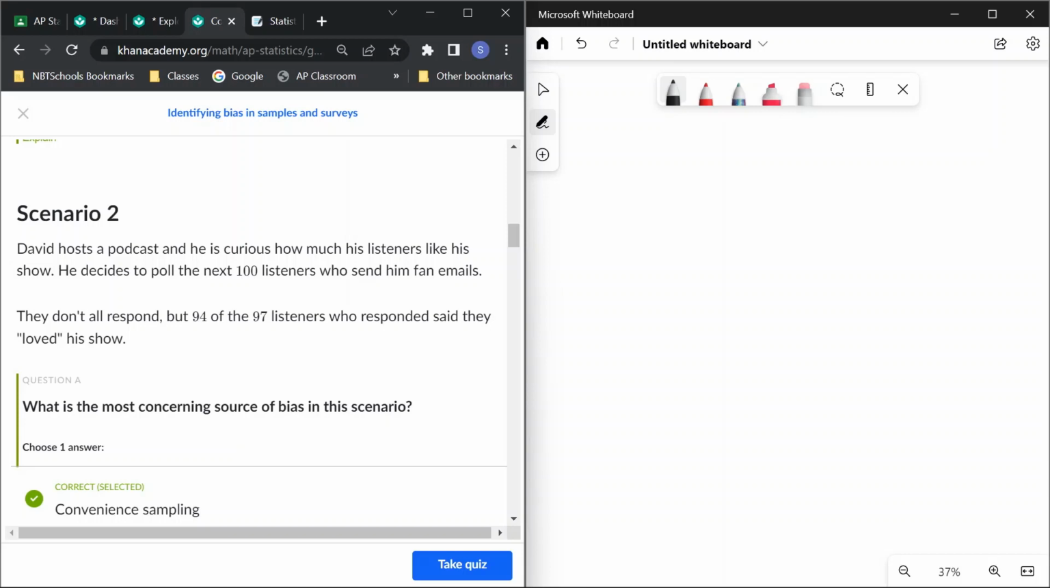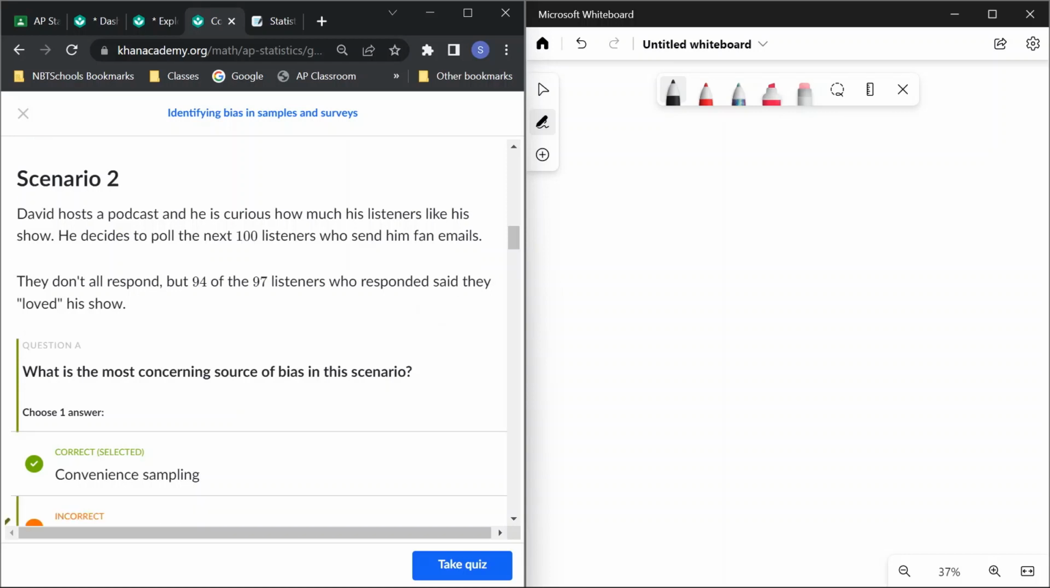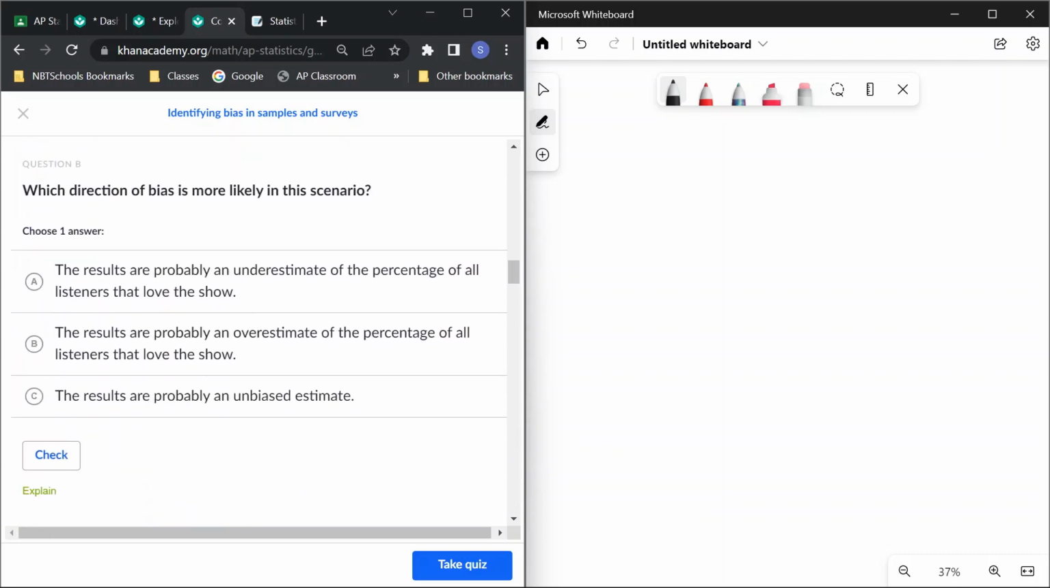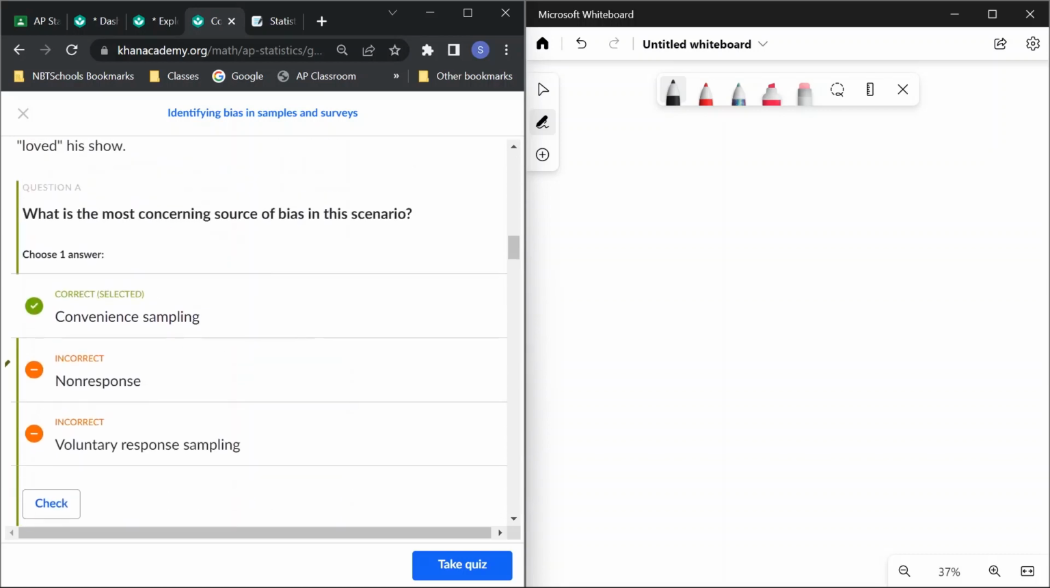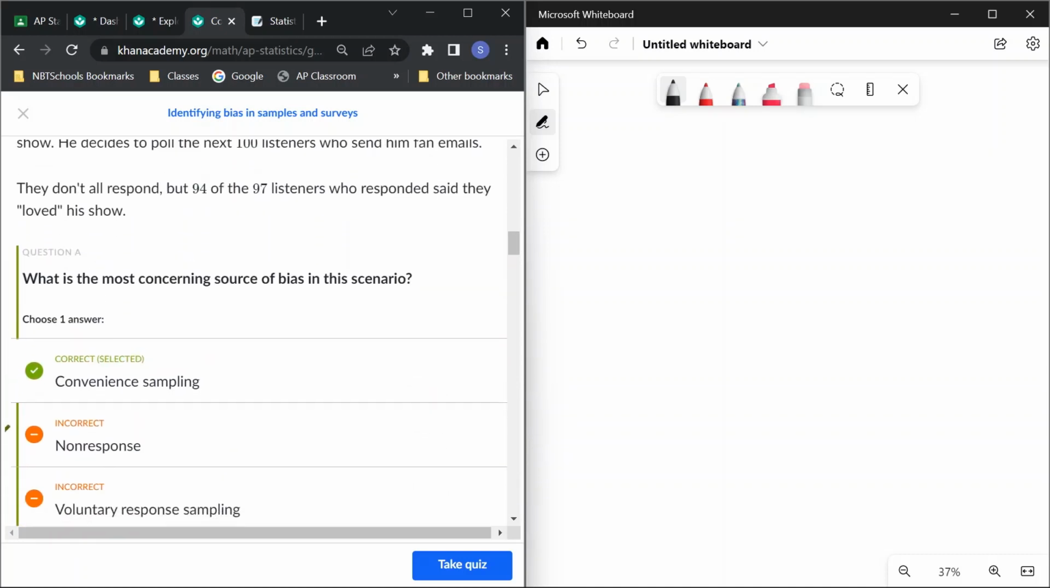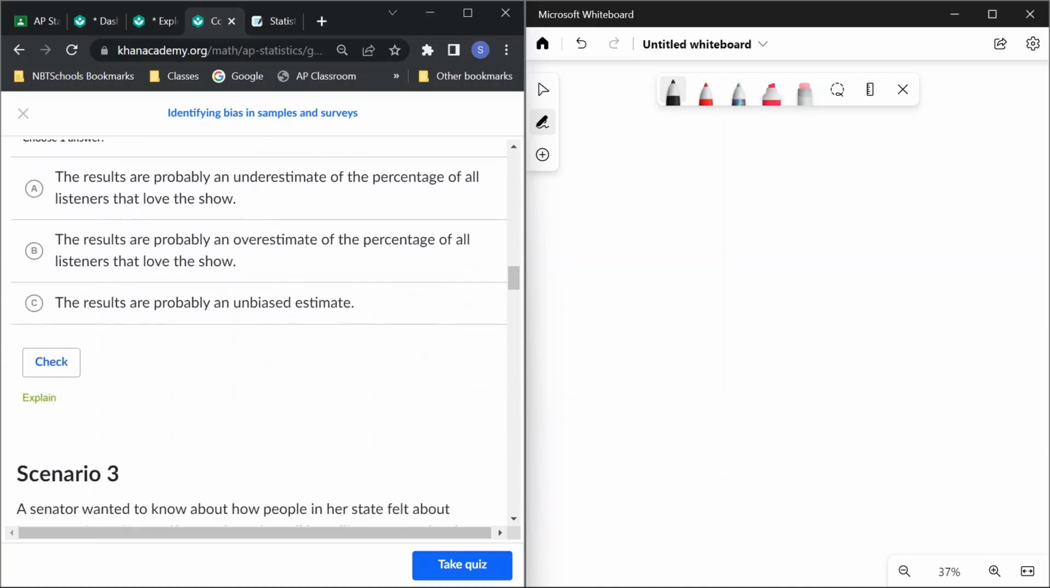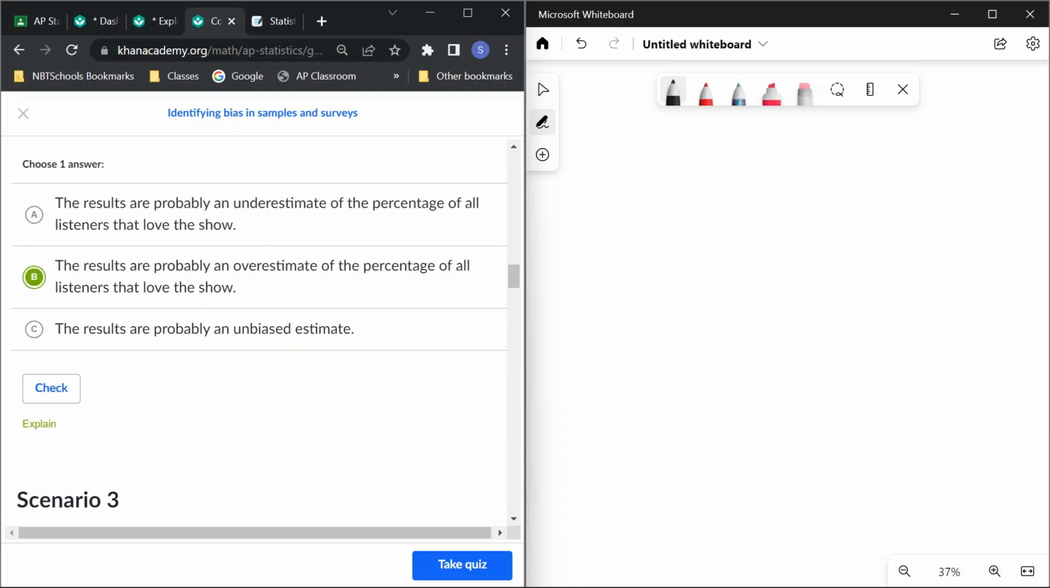David hosts a podcast and he is curious how much his listeners like his show. He decides to pull the next 100 listeners who sent him fan emails. Oh, convenience sampling. Convenience sampling means like the first however many, right? So that's not random sampled, so that's bias. Which direction of bias is more likely in the scenario? Probably an overestimate of the percentage, since 94 of the 97 said they loved his show. Or is it probably an unbiased estimate?